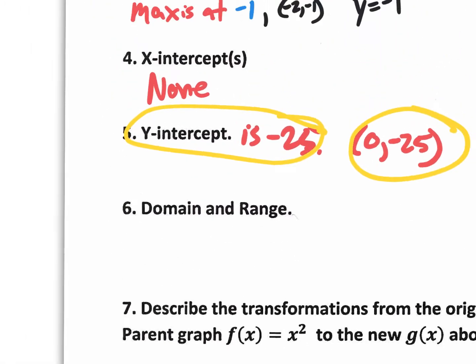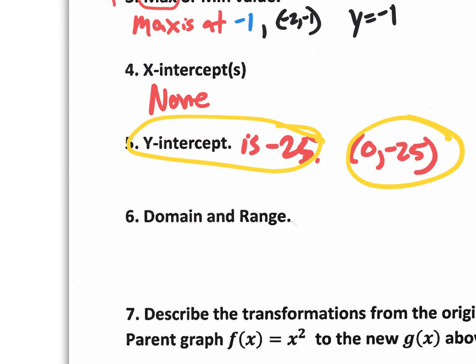Domain and range. Well, the domain of any parabola is x equals all real numbers. Doesn't matter if it's wide, if it's narrow, if it's opening up, if it's opening down. The domain is x equals all real numbers. Now the range, y is going to be either greater than or equal to a certain minimum value or less than or equal to a certain maximum value.